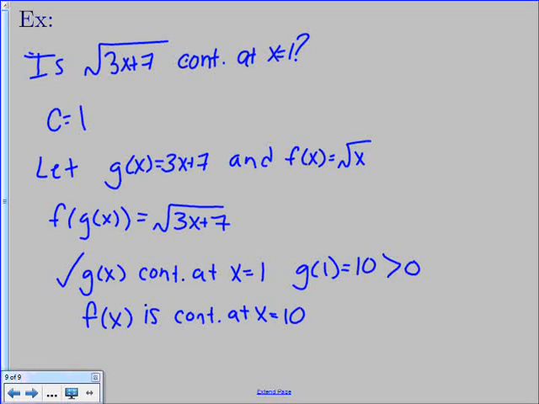Is the square root of 3x plus 7 continuous at x equaling 1? Yes, because we have g of x being continuous and f of x being continuous at g of c. So the whole thing is continuous at c.